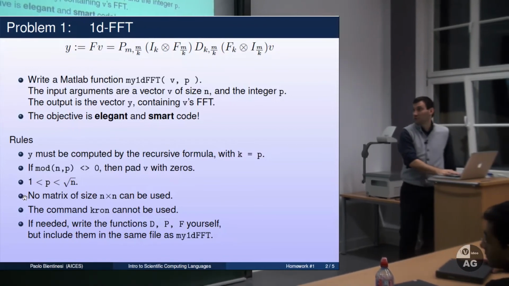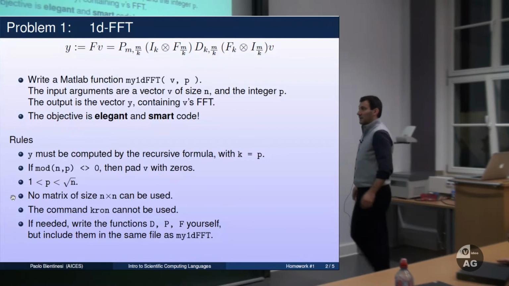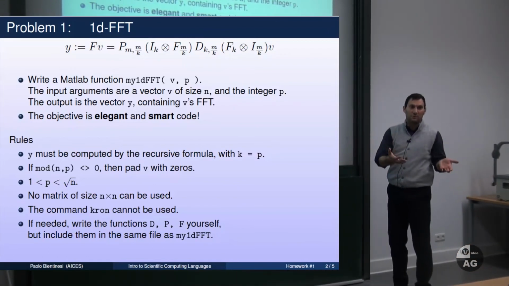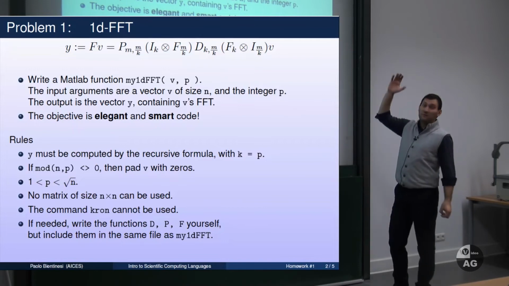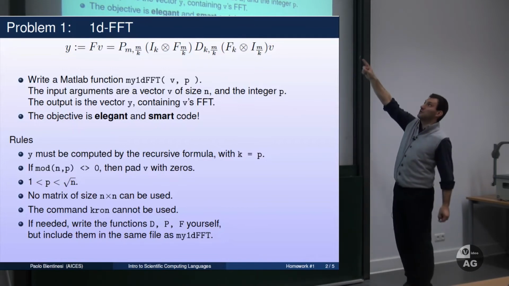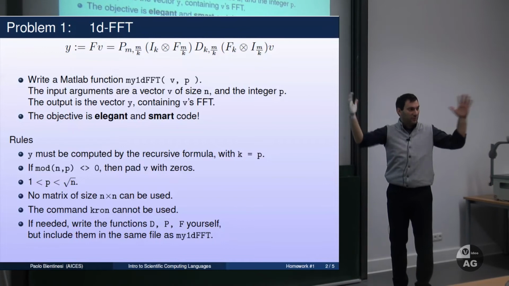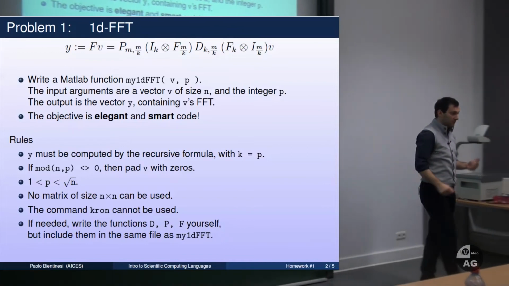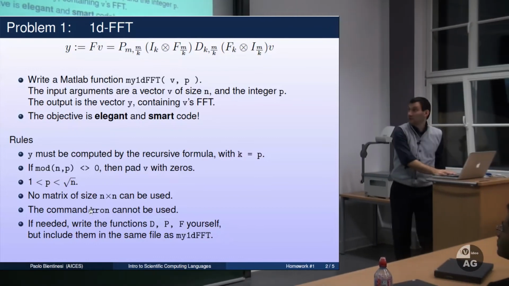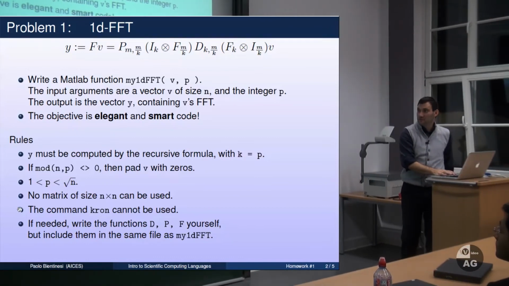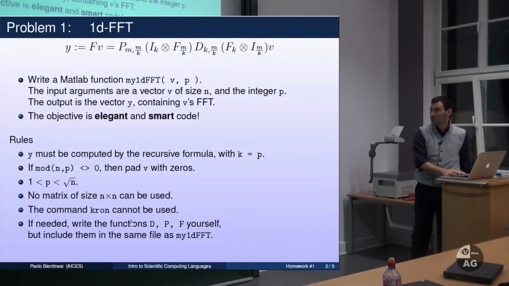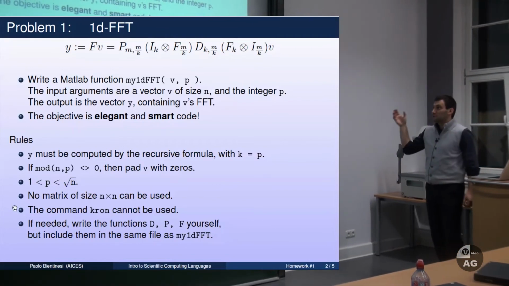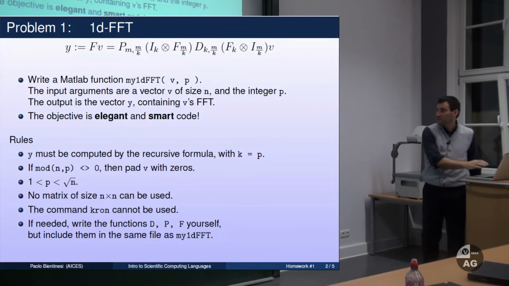And here are the important rules. No matrix of size n by n can be used. I'm helping you guys, I'm telling you, don't even attempt to form those matrices. Don't try to form a big matrix and then do matrix vector product. That's not the way to do it. This is the same thing. Don't use Kronecker. Kronecker is used to define the matrix. You should not use it to solve the assignment.